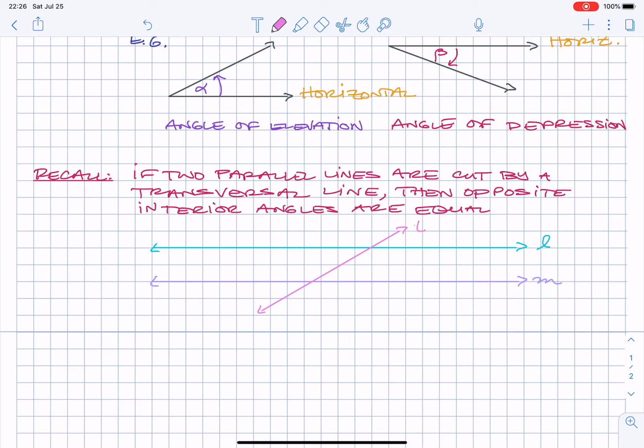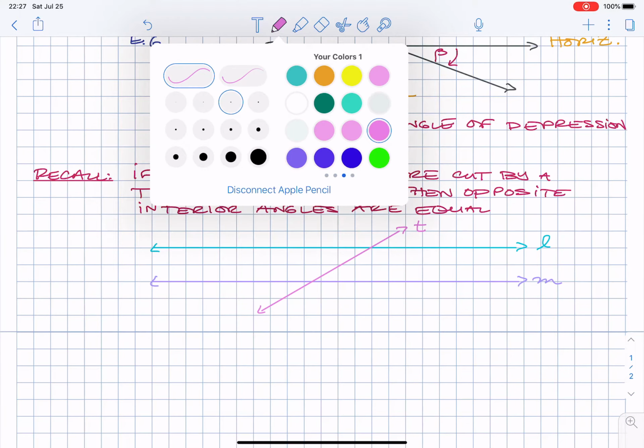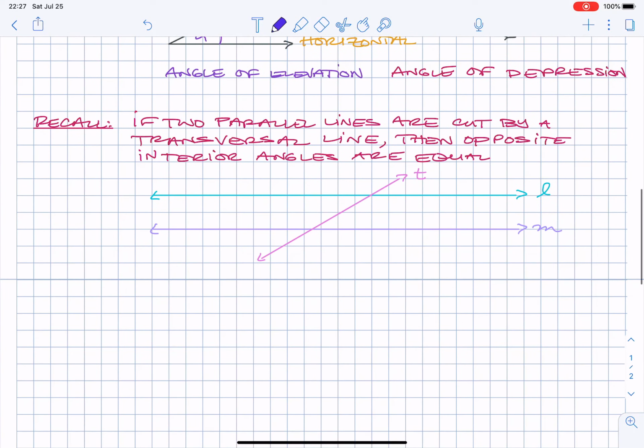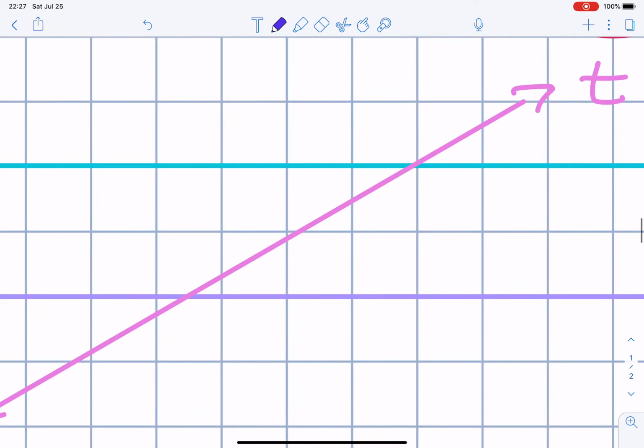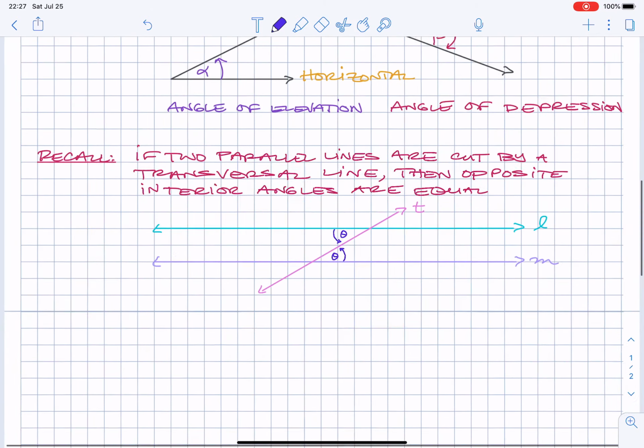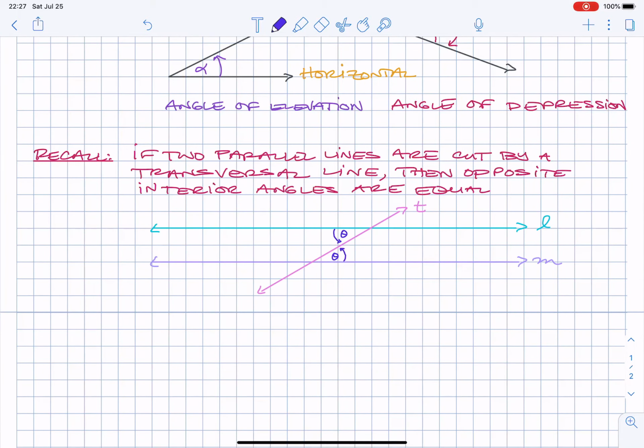So line T. Okay, so T is a transversal, L and M are parallel, and what it means that alternate interior angles are equal is that this angle right up here, let's call it theta, will be the same as this angle down here, which is also theta. So alternate interior angles are equal. That's called the parallel postulate from Euclid.